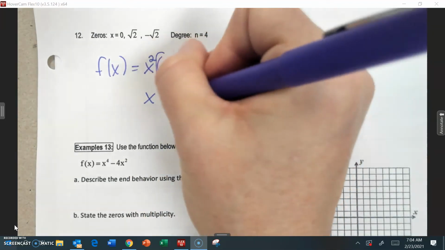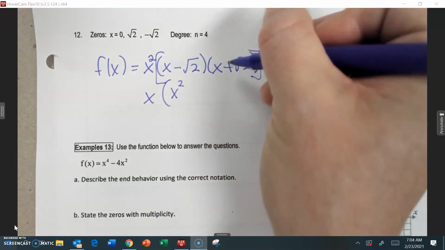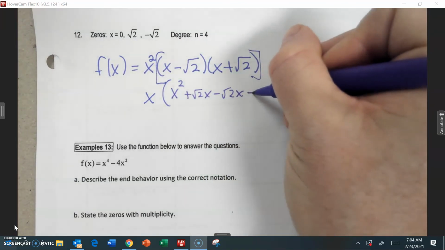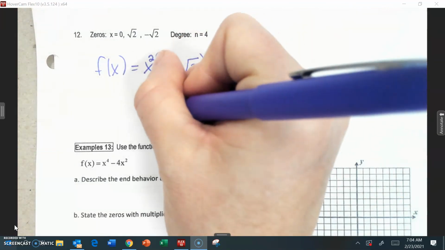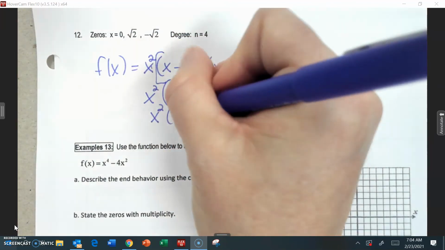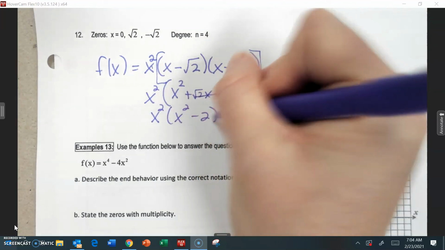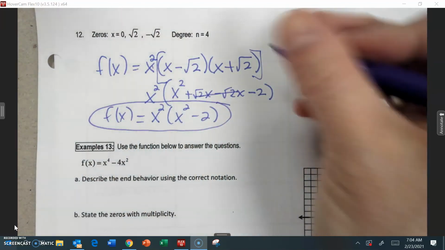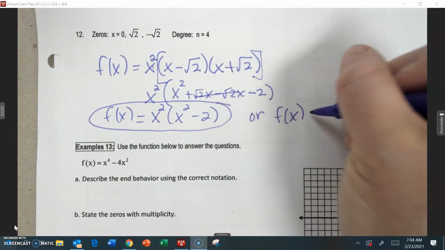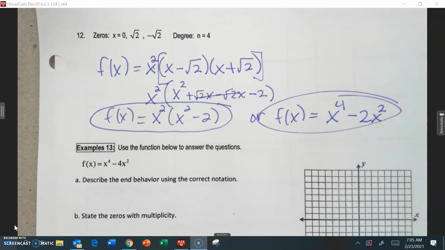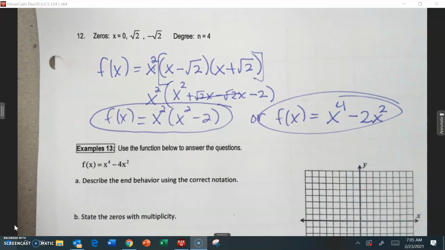Now when I FOIL this, I'm going to get x squared plus radical 2x minus radical 2x minus 2. So what happens is I have x squared from my original times x squared, those cancel, minus 2. So this would be the factored form, or in standard form, I would get x to the 4th minus 2x squared. Okay? All right, I'm going to pause this so that you can do example 13 and then you can check.